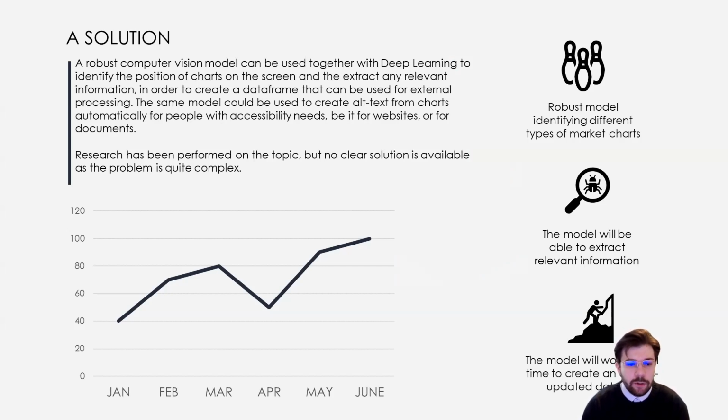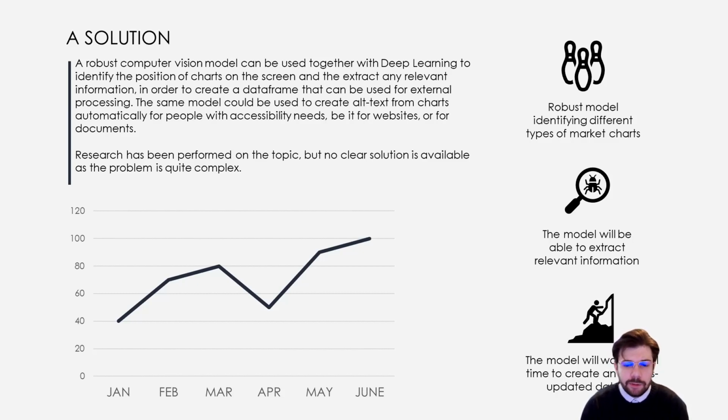So my solution is to use a robust computer vision model that can be used to divide the plot itself into different regions, and then PyTesseract or any other type of OCR engine in order to extract the information from those specific regions. A deep learning model will be trained on different types of charts in order to identify where the chart is present in the full frame, so that site can then be used for the processing itself. So the idea is to have a robust model that will be able to identify different charts from the top providers in the cryptocurrency space.